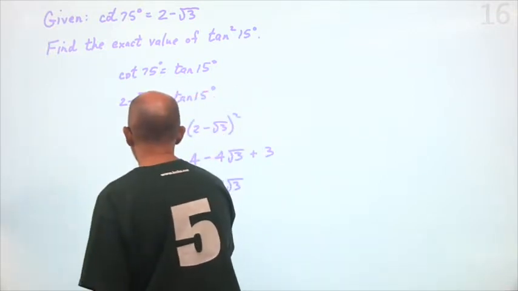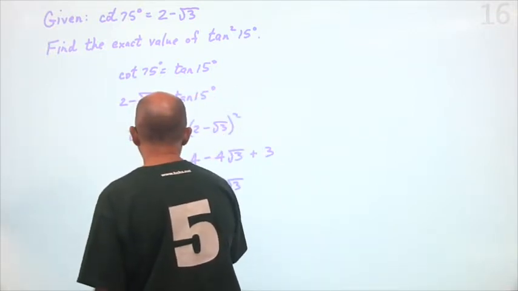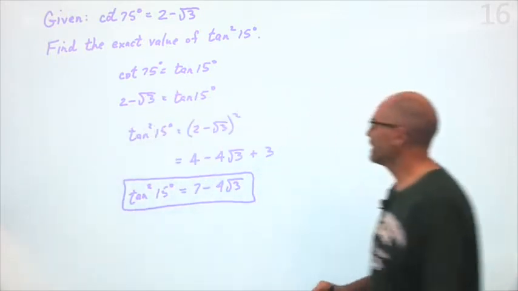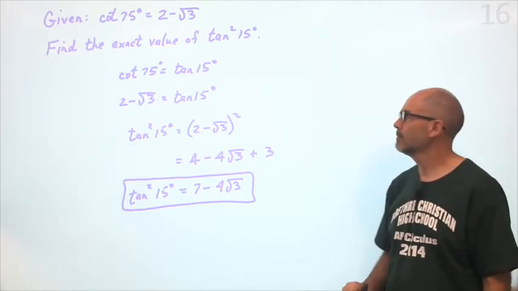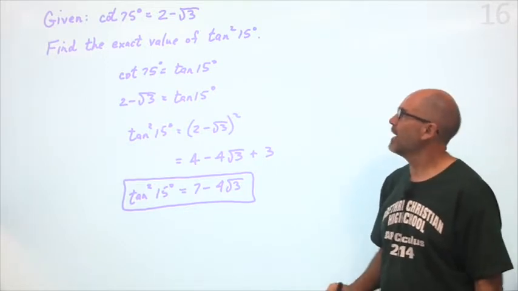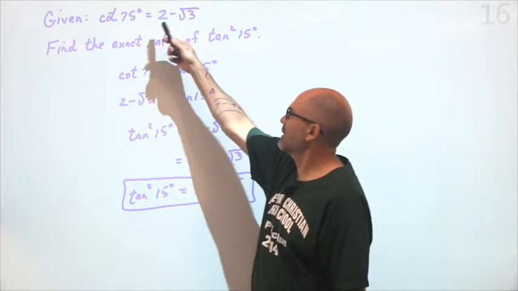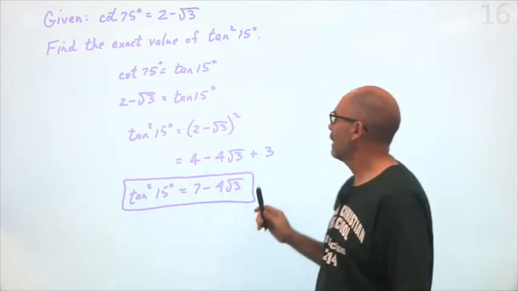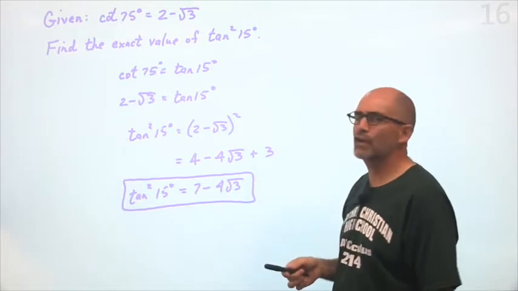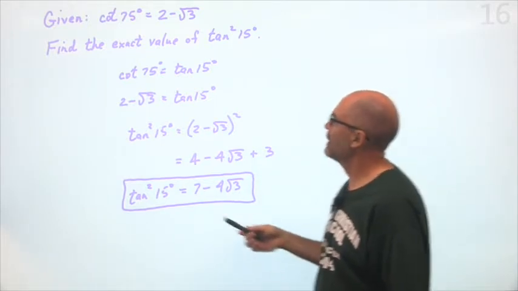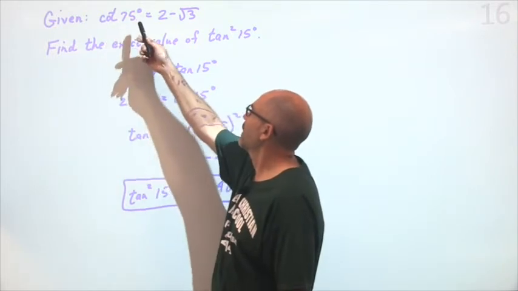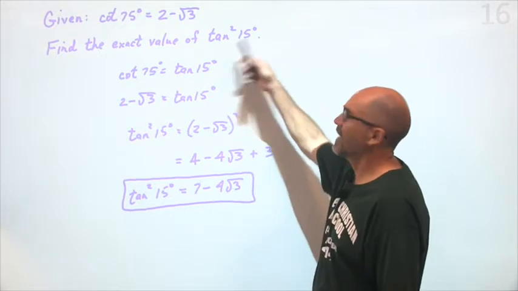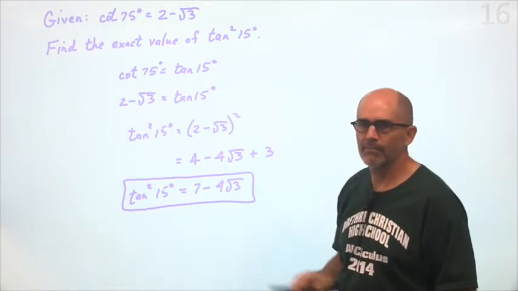So tangent squared 15 degrees equals 7 minus 4 square root of 3. Piece of cake. Basically, all they're doing here is testing to make sure that you remember that cotangent and tangent are cofunctions of each other. So they could have said, given cosine 70 degrees, or 75 degrees, and ask you for sine squared of 15 degrees. Same idea.